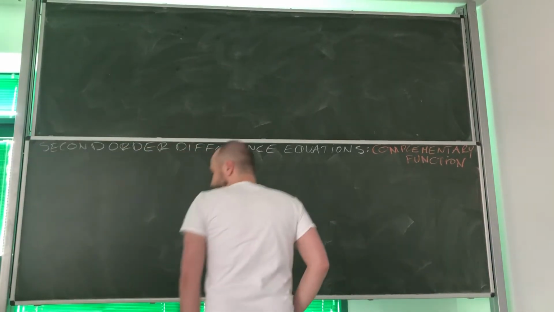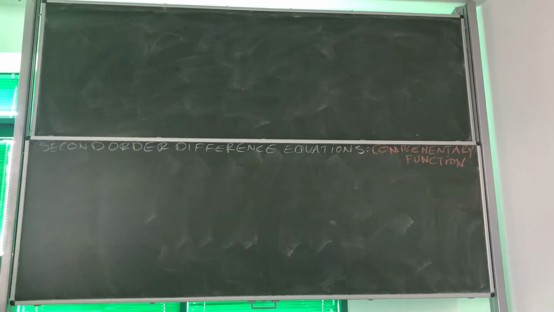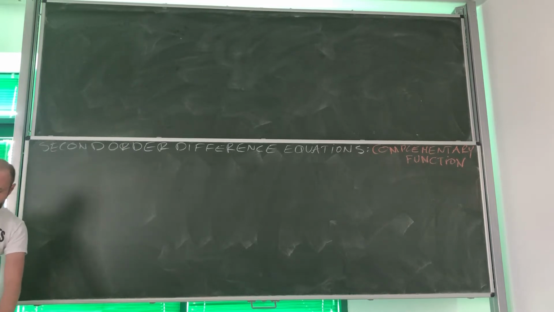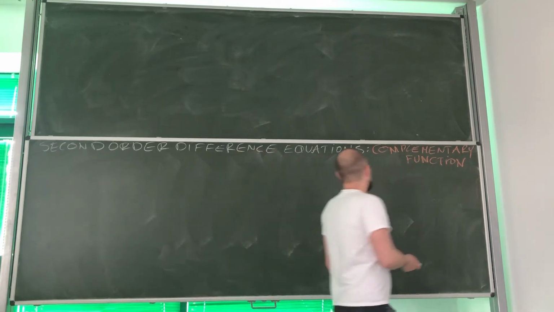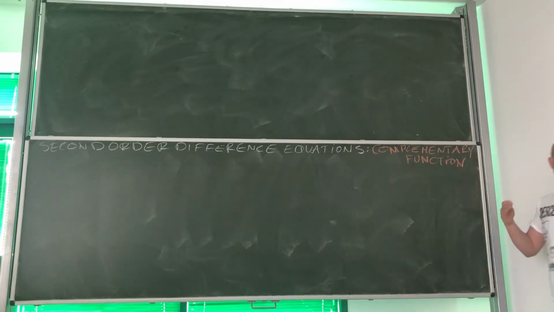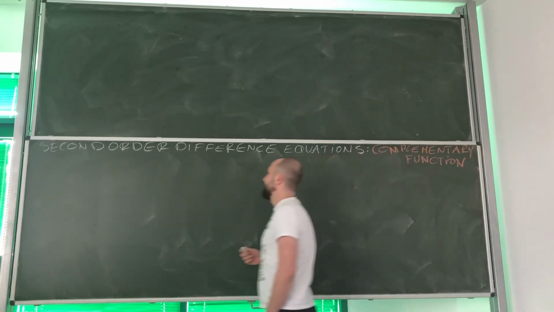Hi. In the previous video, we found a particular solution for a second order difference equation with constant coefficient and constant term. Of course, the next natural step is to find the complementary function, that will tell us what is happening when variable is out of the equilibrium.